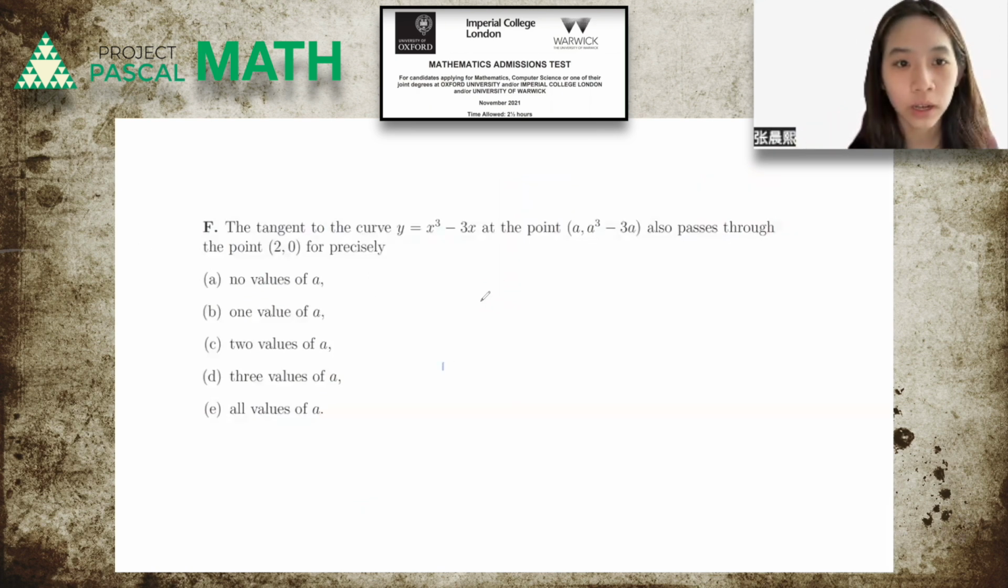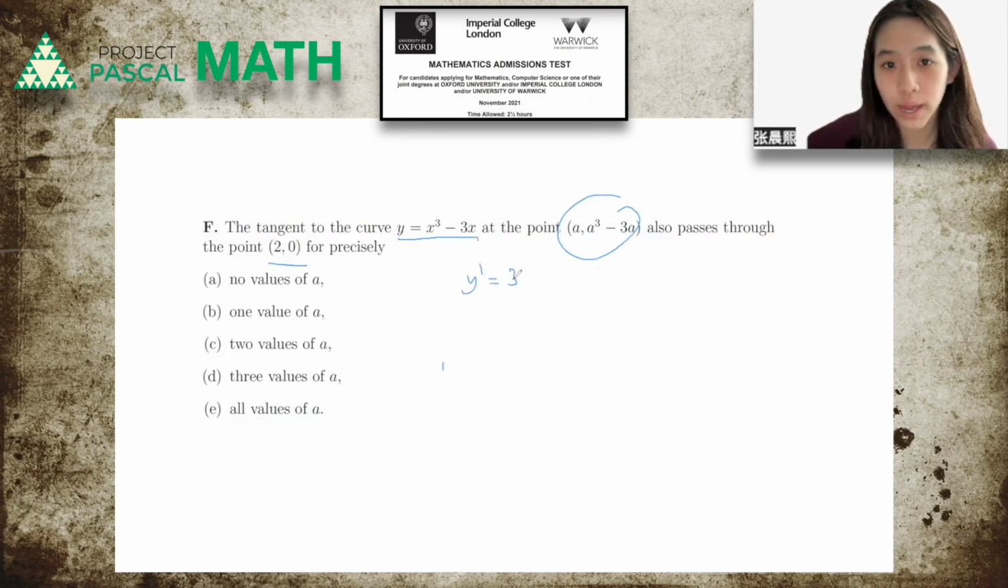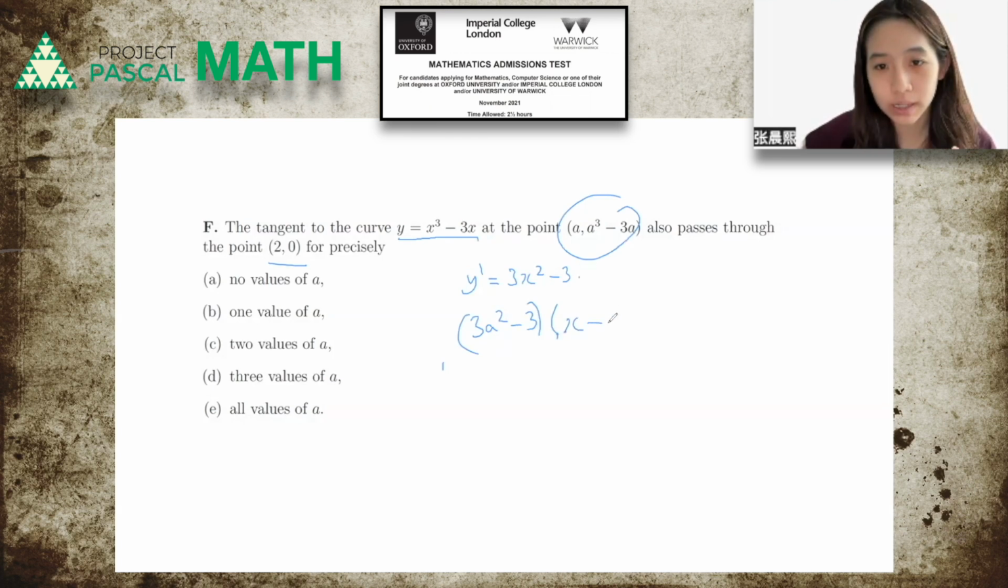Okay, moving on. The tangent to the curve y equals x cubed minus 3x at a point A also passes through (2, 0). Okay, so you take the derivative, y prime equals 3x squared minus 3. And so the tangent equation will thus be (3a squared minus 3)(x minus a) equals y minus a cubed plus 3a.